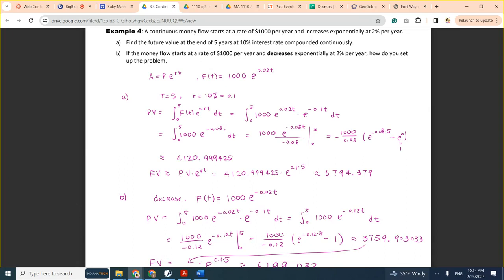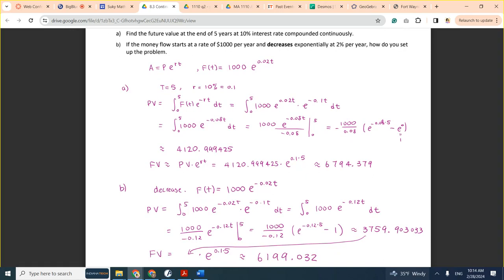Is that okay, everybody? So in the exam, read the problem carefully. They increase or they decrease. Okay, your income stream setup will be different. And then similarly, we integrate, so it's e to the that divided by the coefficient of t, and we evaluate from 5 to 0. e to the 0 is 1. And this is the number we get. And then the future value is the present value multiplied by e to the rt.